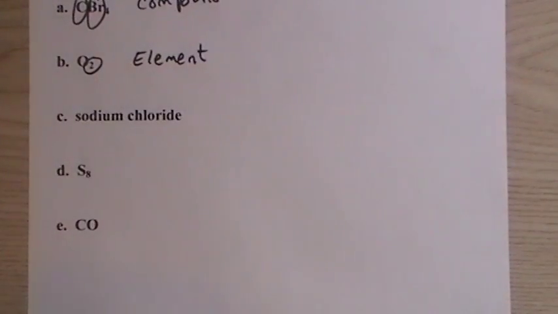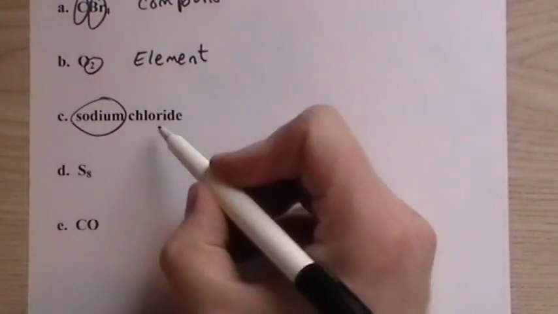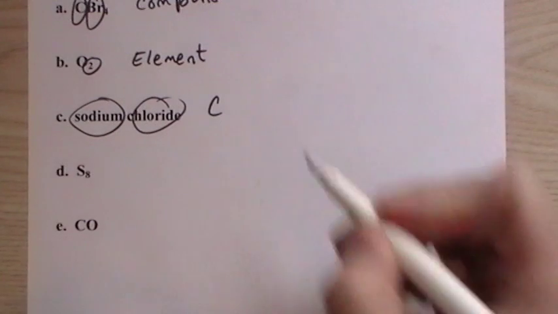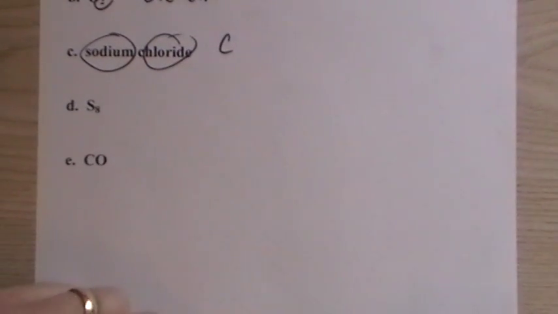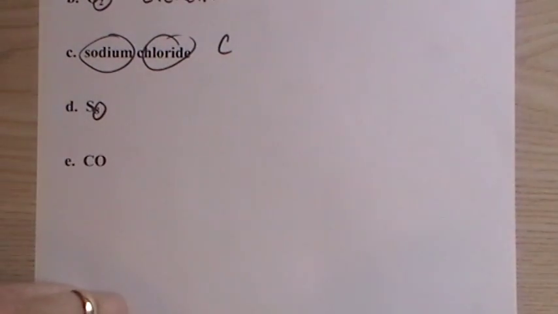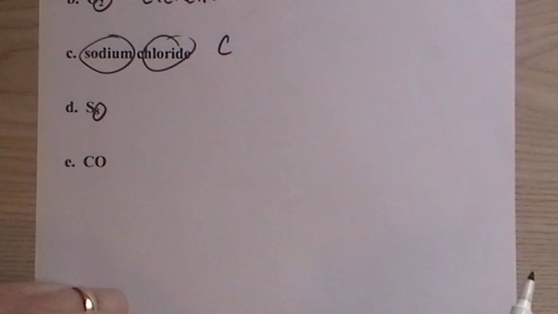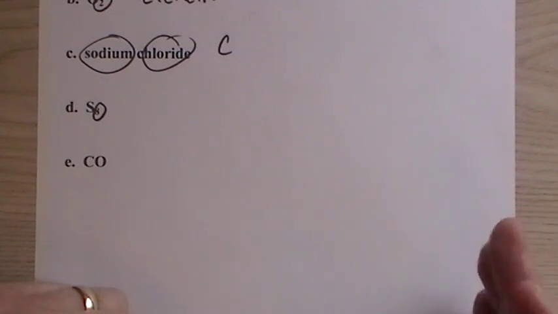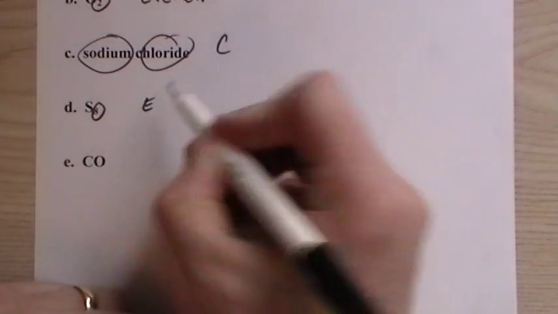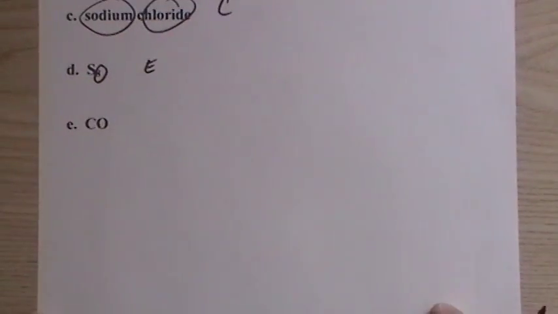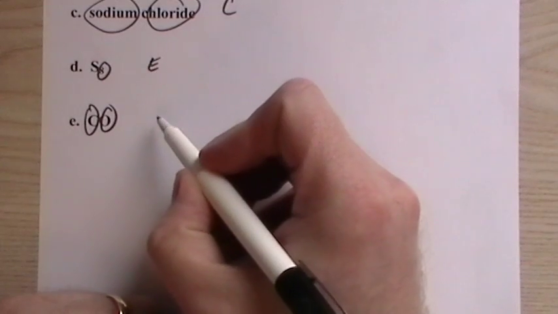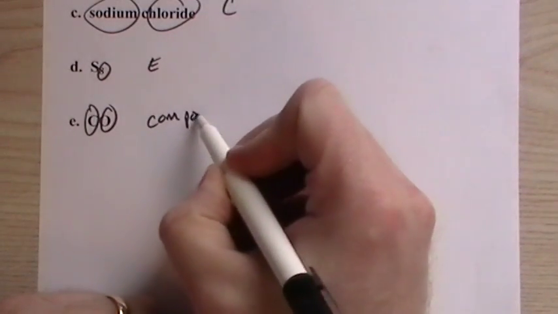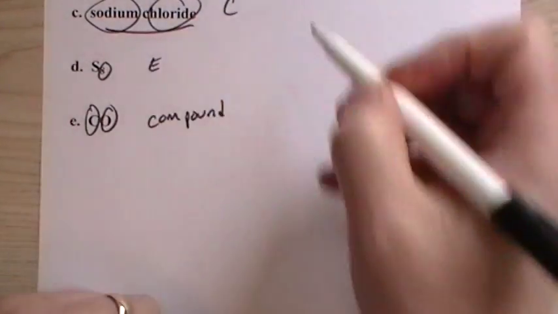Sodium chloride is sodium and chlorine, 2 different elements, must be a compound. And S8, sulfur forms an 8-membered ring normally, and so even though there's 8 sulfur atoms, it's still all sulfur, so this must be an element. And then CO, carbon monoxide, carbon, oxygen, again a molecular compound, and sodium chloride is an ionic compound.